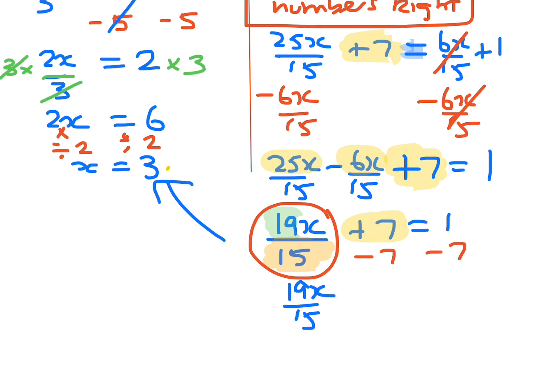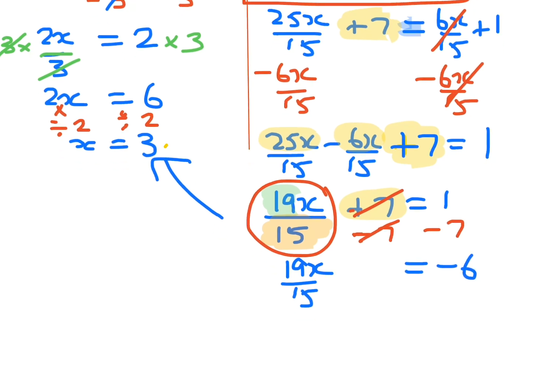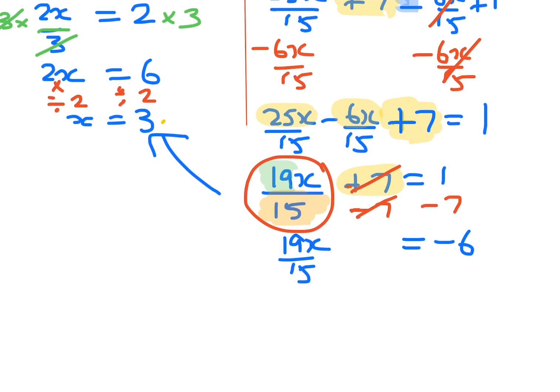Plus 7, so minus 7 on both sides. Plus 7 minus 7 disappears. And if you look at this side here, you get equals, keep the equals underneath each other, 1 minus 7 will be minus 6. And now we're in business to finish that off.